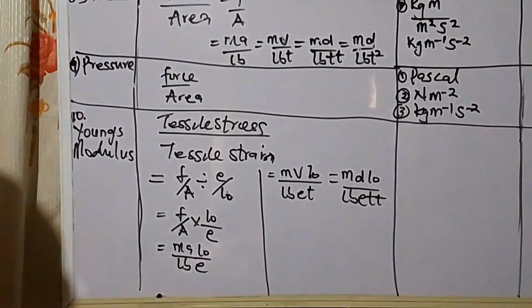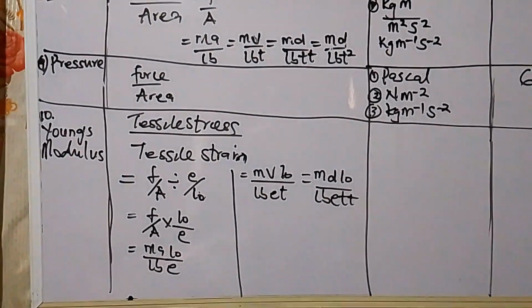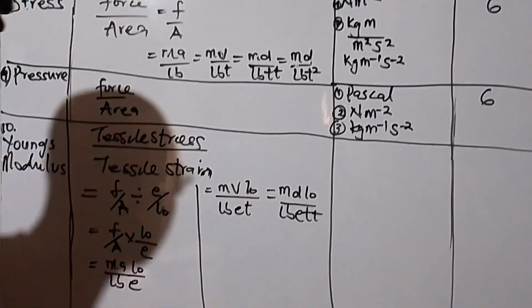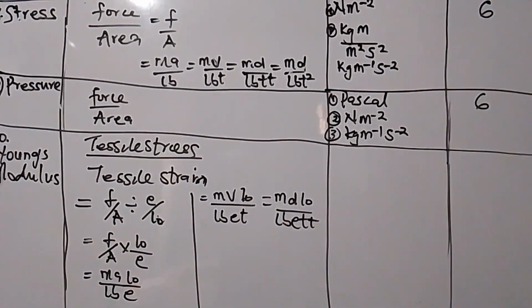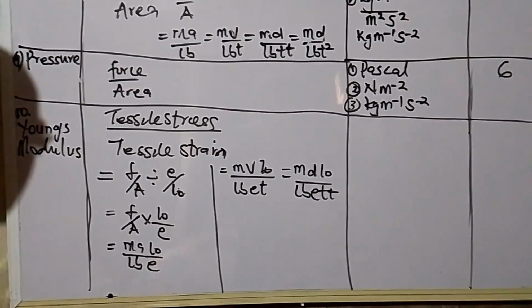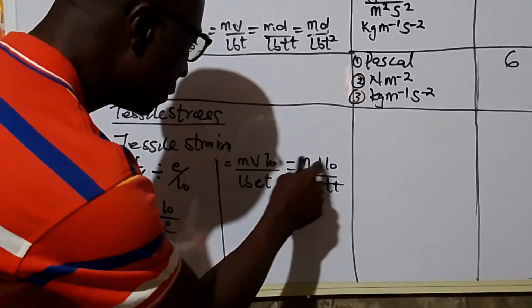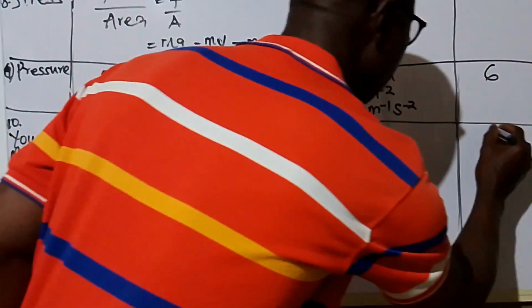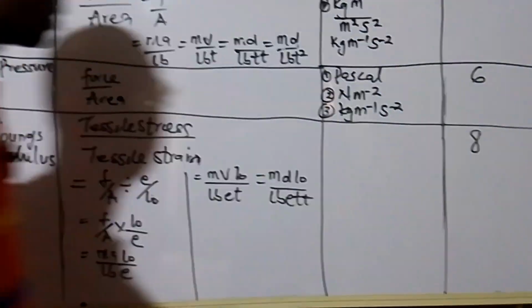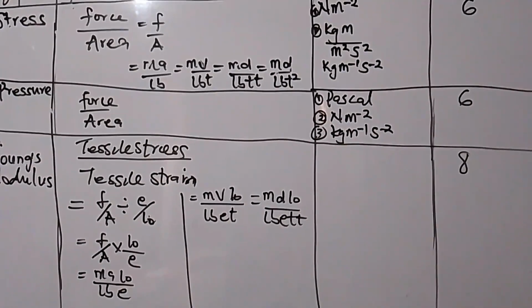Now, from what is on the board now, we can get the exact number of quantities that Young modulus can take. Now count it. 1, 2, 3, 4, 5, 6, 7, 8. That will be 8 quantities.